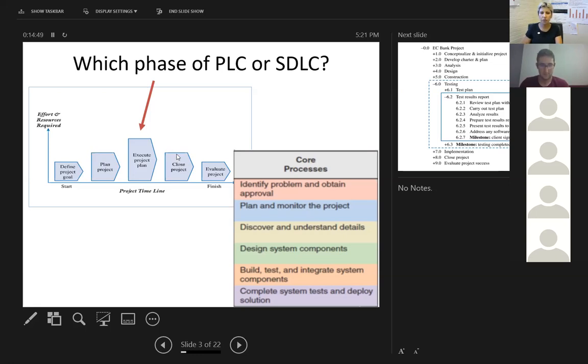Good participation so far, class. PLC, SDLC, and they are connected here during the execution of the project plan. That's when you are creating an information system.